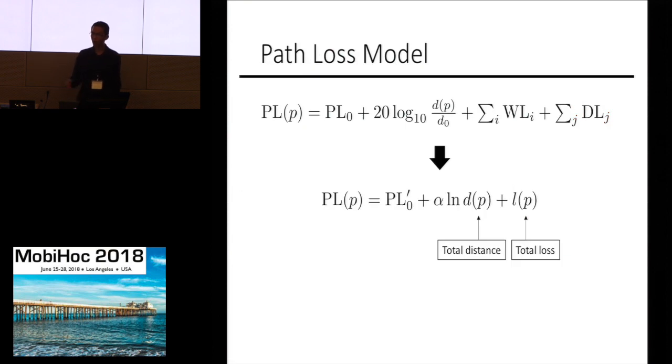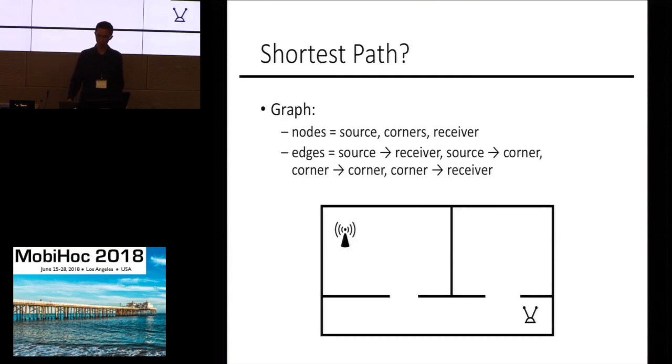So, if we rewrite the path loss function, we can get this simplified form. The first term is a constant, so we can ignore it. And the second part is a function of the total distance, so it has a form like a log of the total distance. And the last term is the total loss, which is the sum of the wall penetration loss and the diffraction loss.